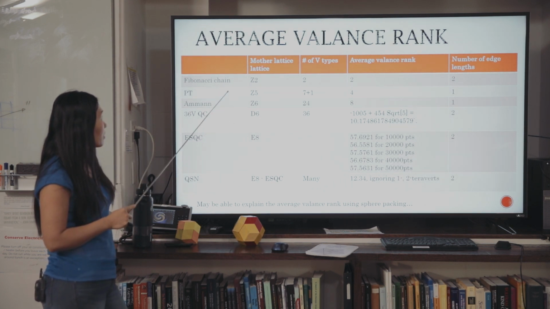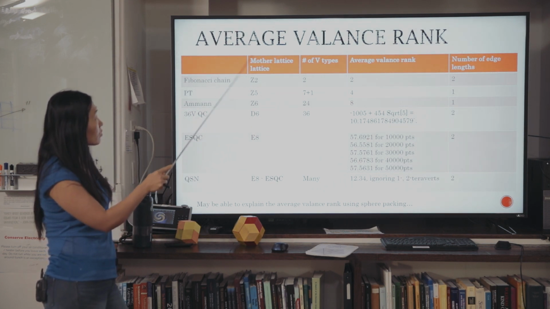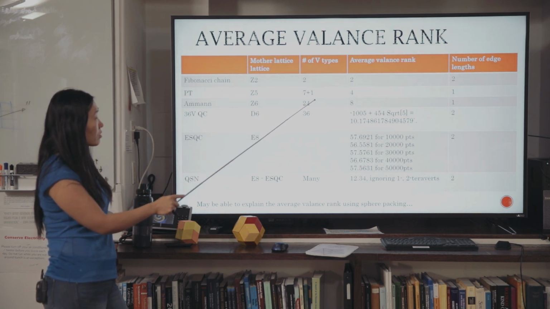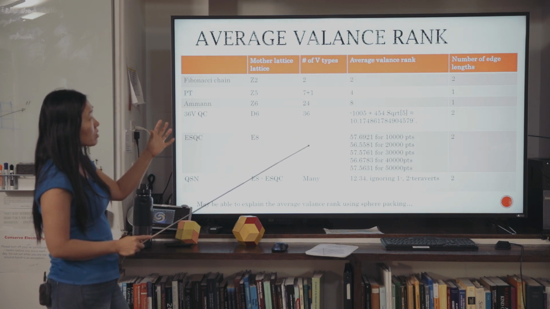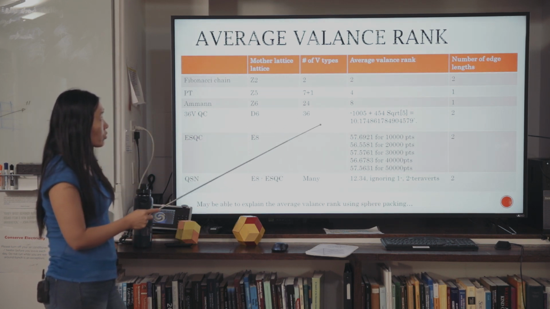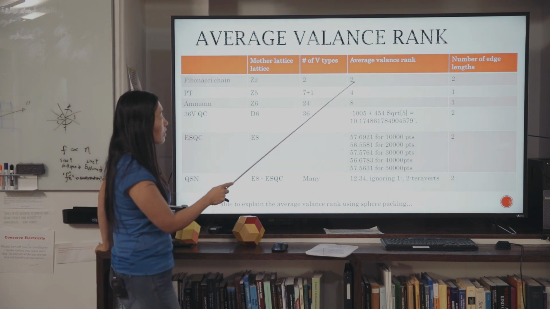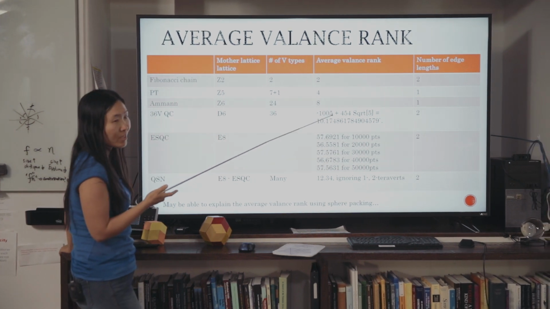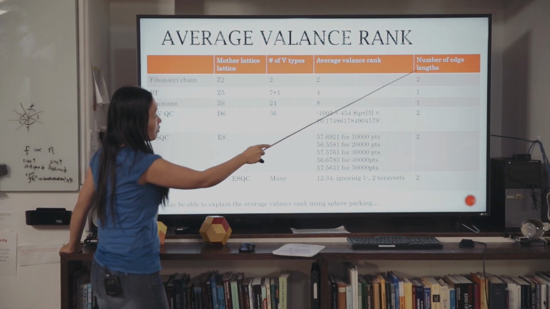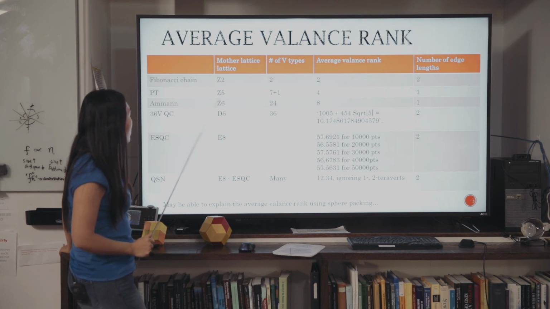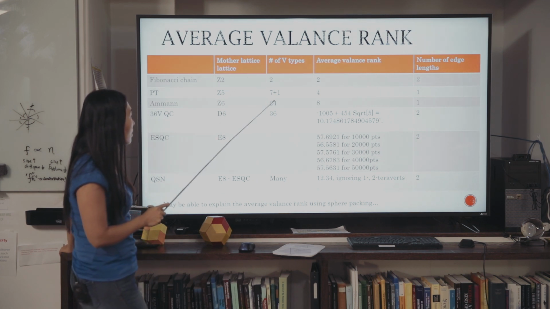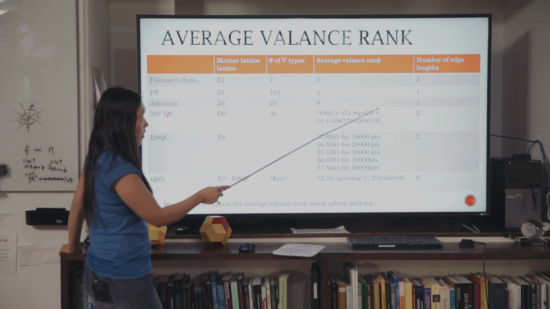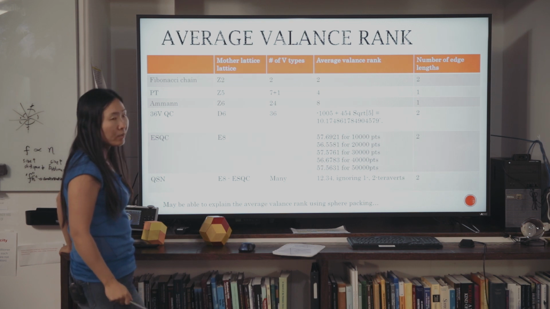So obviously for the Fibonacci chain, the modulus is Z2, with 2 vertex types, long-long and long-short, or you can say 3 if you include the mirror symmetry one, long-short and short-long. And then the average valence rank is 2. That's obvious. Every vertex has a valence number of 2. The number of edges is 2. In Penrose tiling, the modulus is Z5, and it has 8 vertex types. The average valence rank is 4, and it has only 1 edge length there.